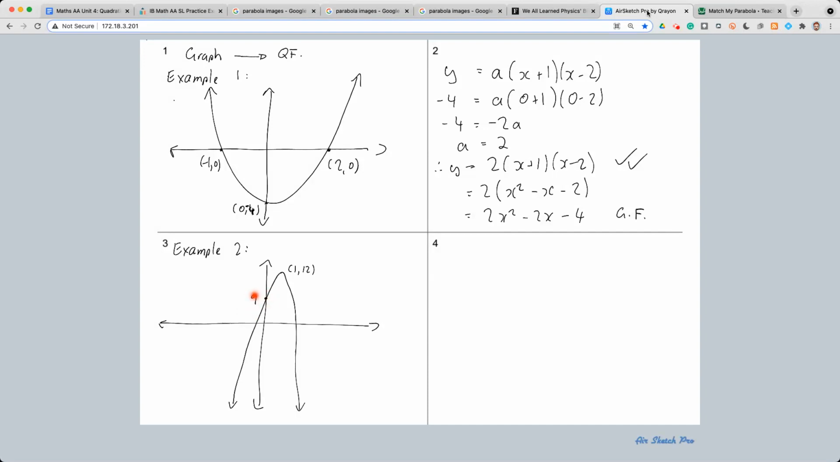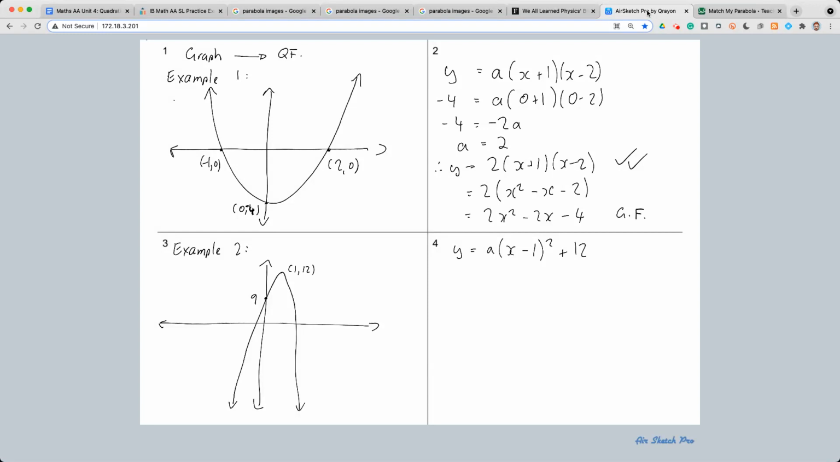You've also been given the y-intercept only because it's easier. It could be any other point. So it's the same format. See if you can get ahead of me if you like. So we start off as y equals a outside of (x minus 1) all squared, and then it's up 12 units, so plus 12. There we go.